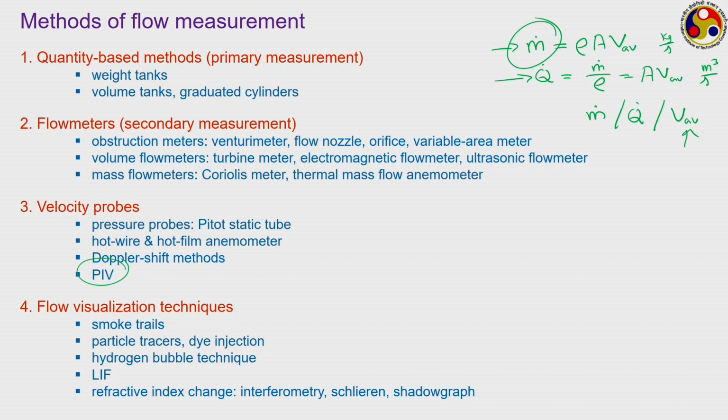We can also have a very modern technique of hydrogen bubble supply, LIF, another interesting fluorescence based technique, refractive index change in terms of interferometry, Schlieren, shadowgraph. All these are very interesting techniques. I shall be trying to provide you a glimpse of some of these methods, just a description of the basic way of getting the flow visualization done.